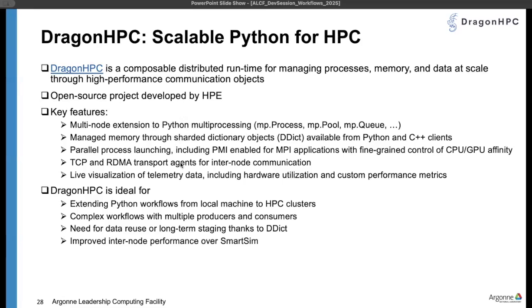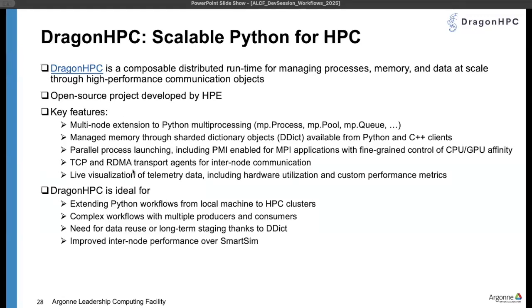But they also provide, again, from the Python side, this is very convenient, effectively a distributed shared dictionary, which they call a distributed dictionary, which has both Python and C++ clients. But from the Python side, it is really convenient because you use it just as a simple Python dictionary. But Dragon also then allows for parallel process launching, including PMI-enabled process launching for MPI applications, again, with that fine-grained control of where each of the processes will run on your hardware.